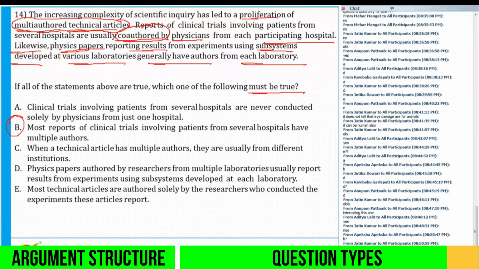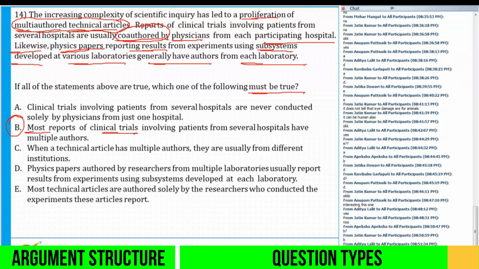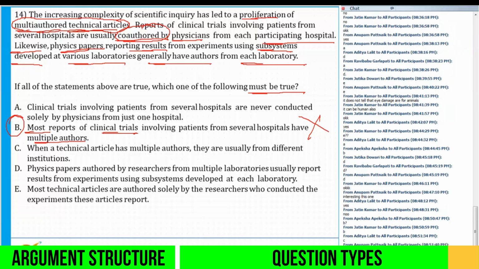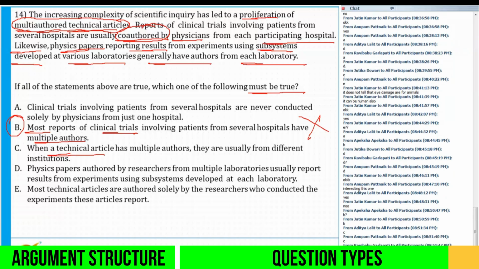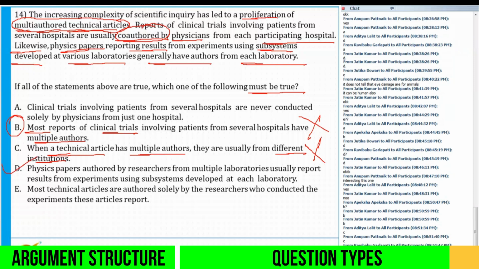Many of you have marked B. I think you think it is B. B is saying most reports of clinical trials involving patients from several hospitals have multiple authors. No. Number C is not right. When a technical article has multiple authors, they are from different institutions. No. They can be from the same institution, different departments. Number C is not right. Answer for this question is D.